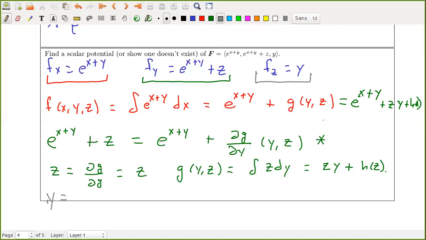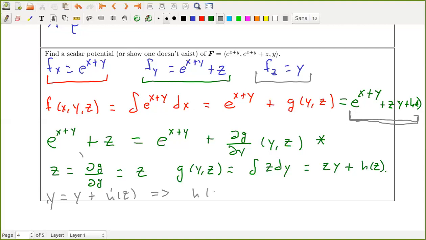And now the z derivative of this function here is going to be y plus h prime of z. I'm just taking the z derivative of this function right here. This here is h of z. So this says y is equal to y plus h prime of z, because the derivative of h with respect to z is h prime of z. H is just a function of z, so it's just the ordinary derivative, not the partial derivative. So y equals y plus h prime of z.